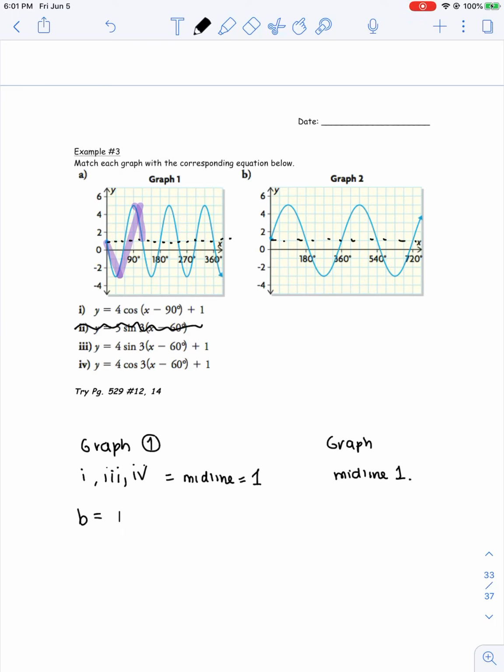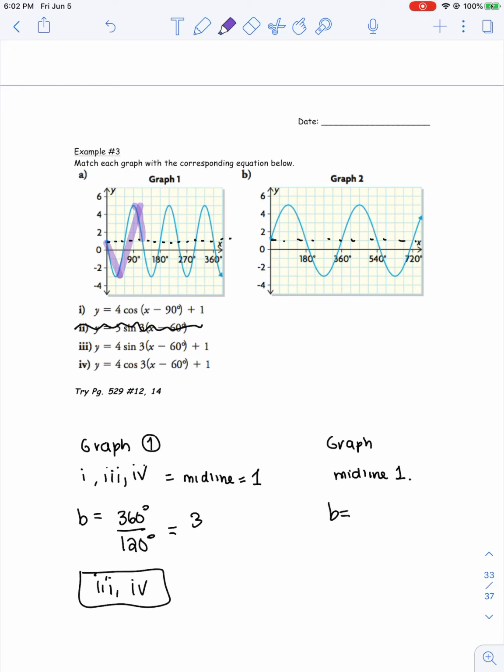So 360 divided by 120 is equal to 3. We're in degree mode, so we have to use 360 instead of 2 pi. So we know that for graph number 1, the b value is 3. So again, that matches either graph number 3 or graph number 4 only. So now we're down to 2 choices for graph number 1.